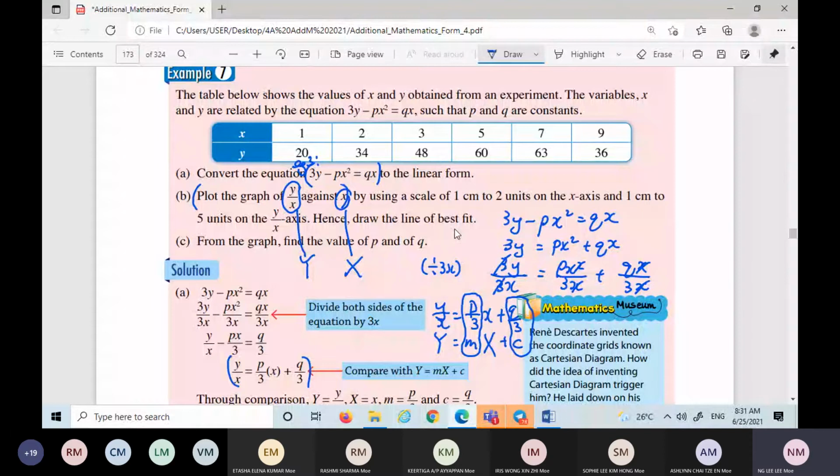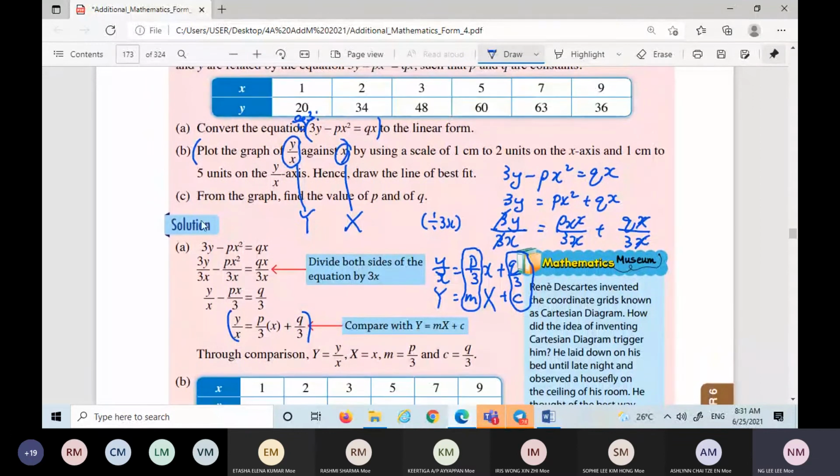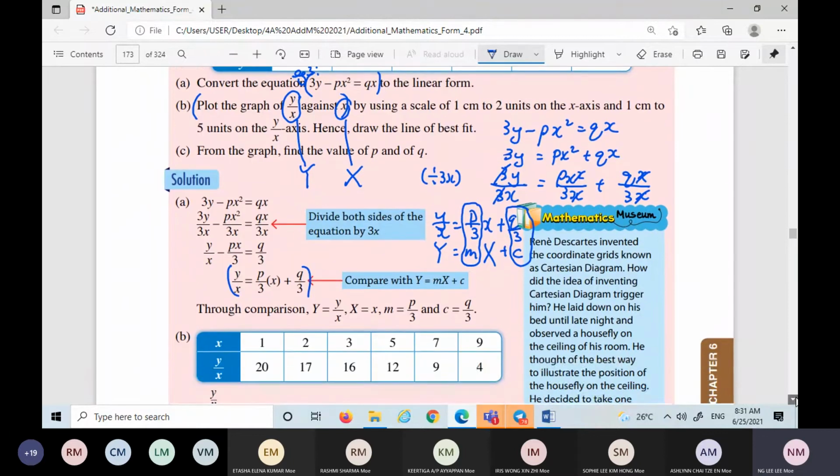Okay, after that, draw the line of best fit. For you to draw the graph, this table is not enough because it doesn't have y over x. You got to build another table for y over x. Remember, this one must be written out. This one got marks. If you don't show the table and suddenly you have the graph, there's no way the examiner or me can check where you got the values from. So the table is very important to show.